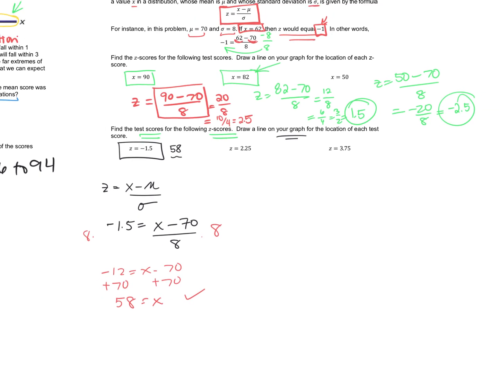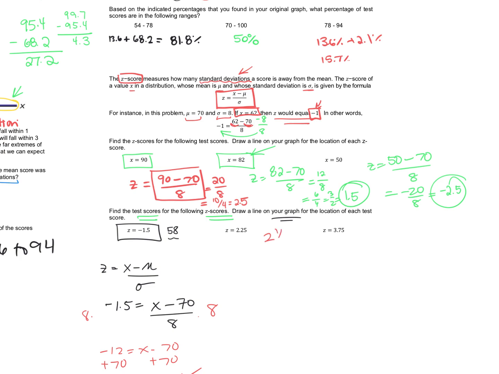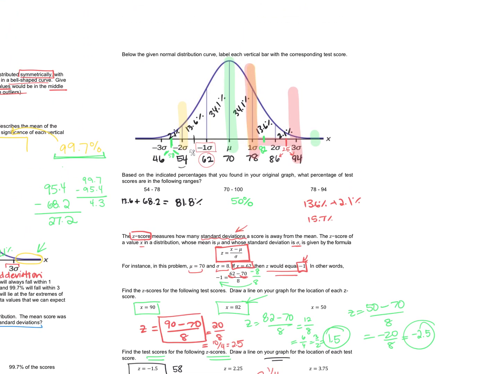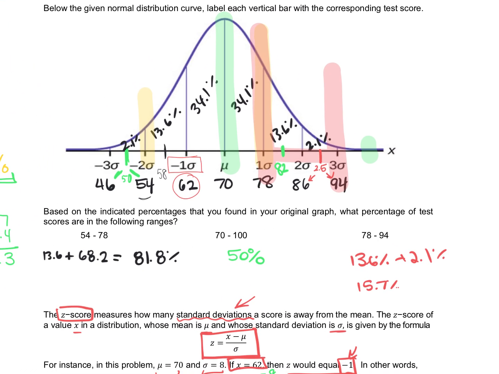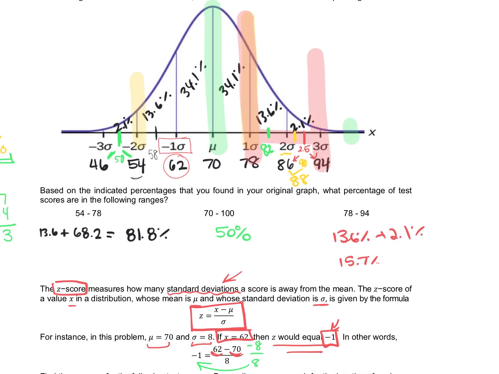So 2.25, so that's like 2 1/4. Again, going to my picture, I want to see 2, so I'm on the positive side over here, and 1/4, so right in the middle between 2 and 2.5. So we already know that if we wanted to go 4 away, that would be 90 in the middle, so we really want halfway between 86 and 90, so that would be at 88. So it looks like 88 would be at 2.25.